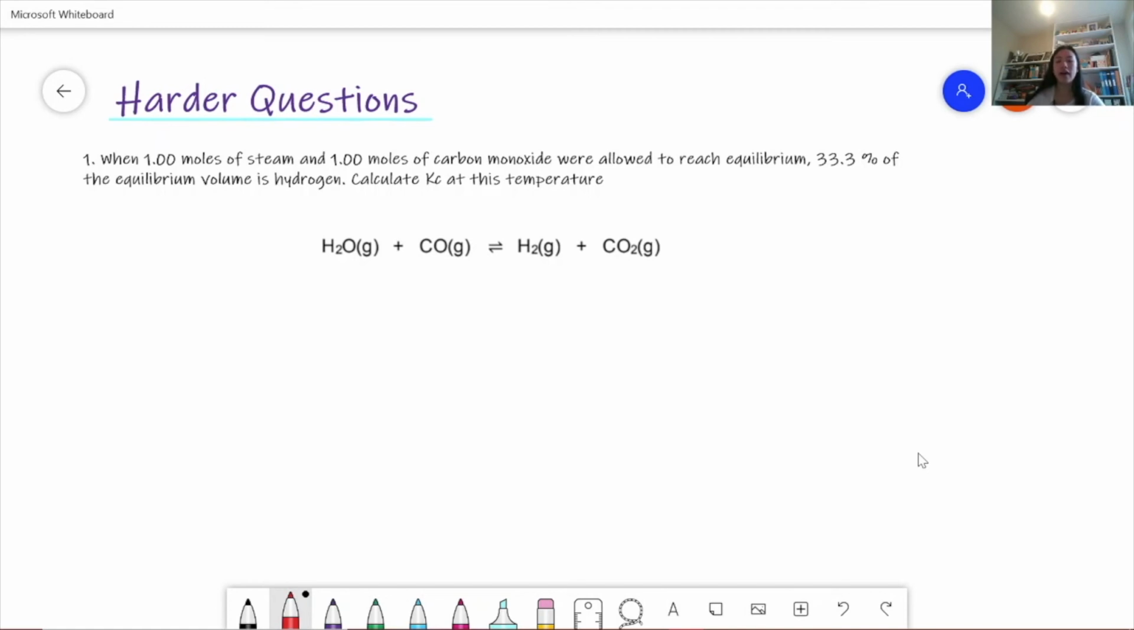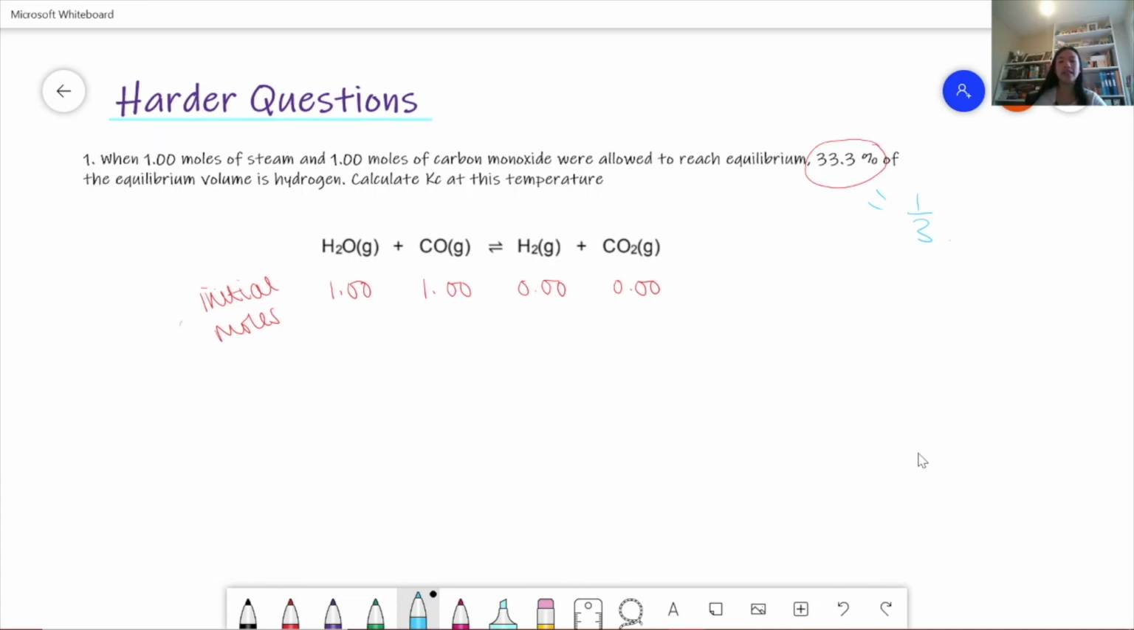First I can write the initial moles. I have 1 of water and 1 of the carbon monoxide, and then 0 of both hydrogen and carbon dioxide because they're not mentioned in the question. And then we're told that 33.3% of the equilibrium volume is hydrogen, and 33.3% is equal to 1/3. So we know that 1/3 of the whole entire equilibrium volume is made out of hydrogen.